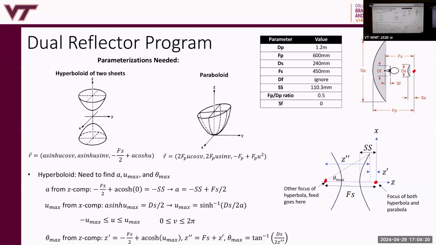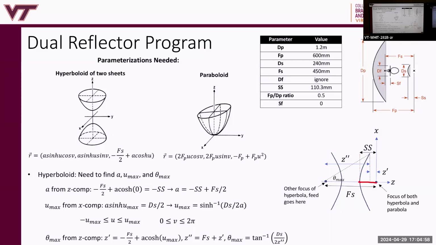So this is the focus at the origin. Here's x, for example. Here's z. And the other focus is here where the feed goes. And the hyperbola is now in the middle. There's another hyperbola here, but we're not going to use it, right? Okay. Now, we need to find what the a is in the parameterization. How do we do that? Well, we know that the distance from this vertex of the hyperbola to the focus is SS, right? So here's SS, which is the distance from the focus to the vertex of the hyperboloid, right? Okay, but what is this distance?